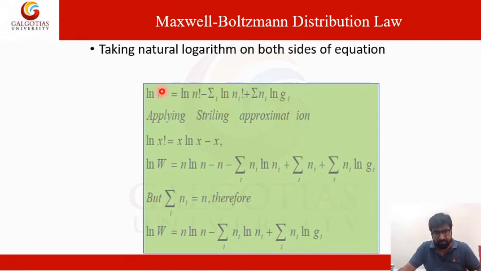So, these are some mathematical formulations given here, and W is the number of microstates that we derived in the previous slide. Taking its log, ln W, and using Stirling's approximation, which is generally used when x is very large, it comes to the last line: ln W is equal to N ln N minus summation over i of ni ln ni plus summation over i of ni ln gi. Here ni is the number of particles in different energy states and gi is the degeneracy associated with the energy state.